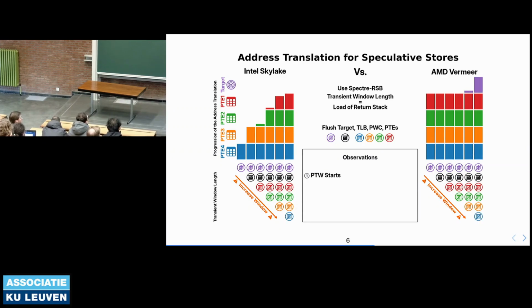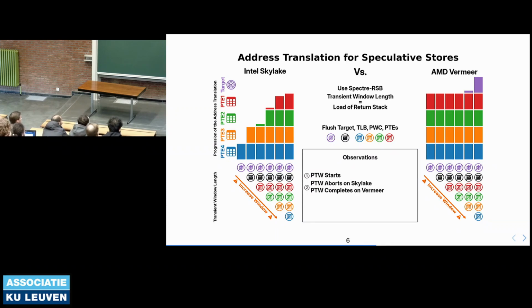So we can now really see how the page table walk progresses. Okay, now we have reached the maximum transient window that we can achieve using this method. And now we see something else. The first thing I want to draw your attention to is that on AMD Vermeer, the target actually is cached for a speculative store. On Intel Skylake, this does not happen. This is already interesting. We see that speculative stores can lead to caching of the target on newer CPU processors like AMD Vermeer, but on older ones like Intel Skylake, this is not the case.